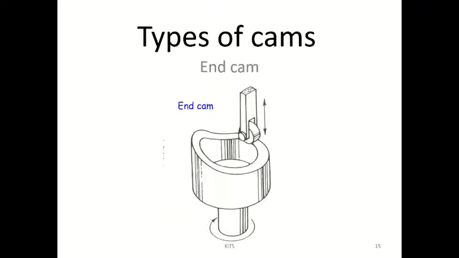Instead of making a groove, the cylinder has been shaped in such a way that there is an irregular path on the face. So this follower will travel on this face. This is called end cam.